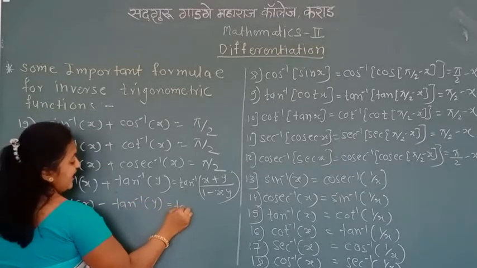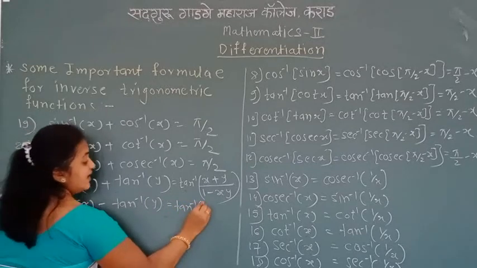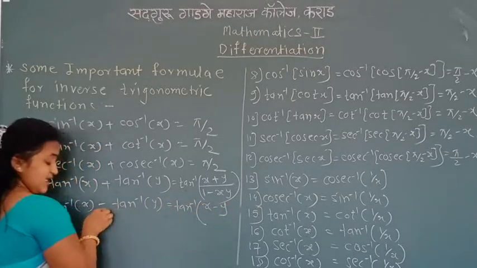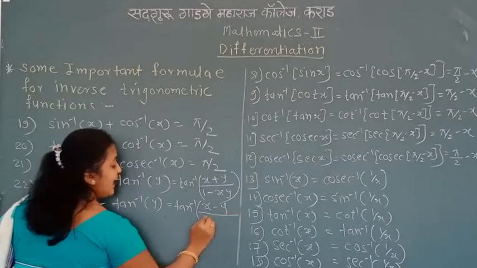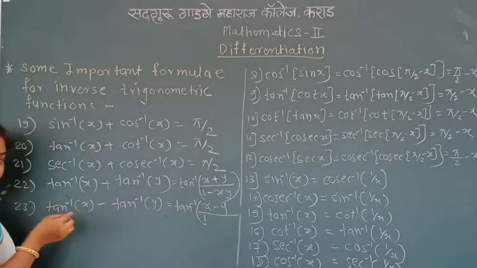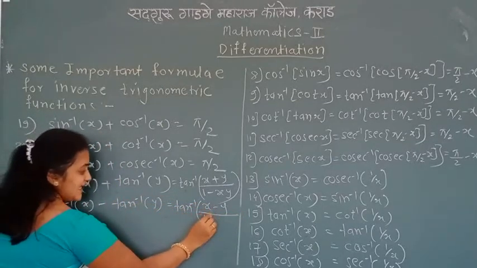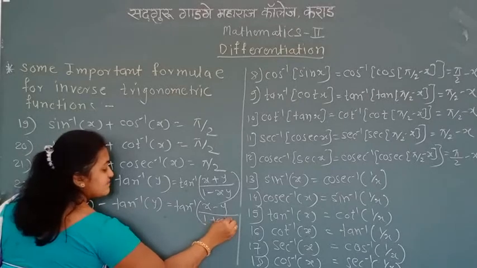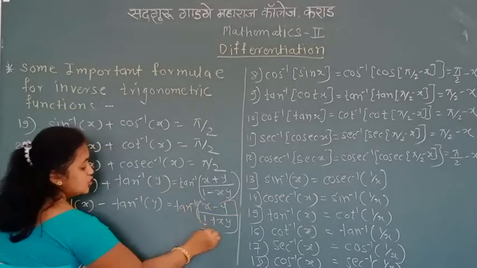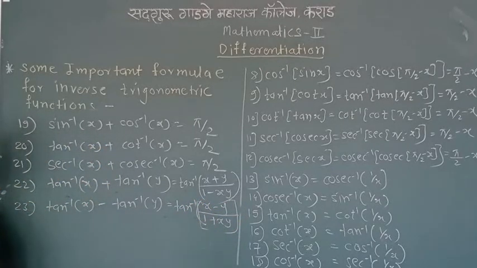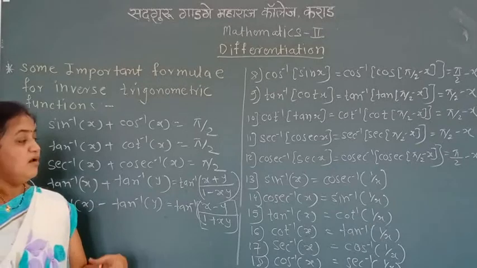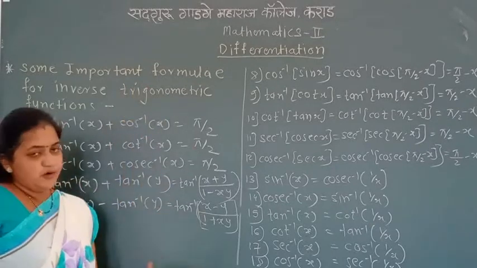That time we can write tan inverse of x minus y, because here is a minus sign, divided by the first term, which is 1, and here there is a minus sign, so here there will be a plus x multiply y. So this is a trigonometric inverse formula. Now we can start some examples for using these formulae.